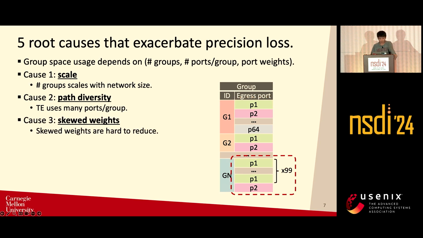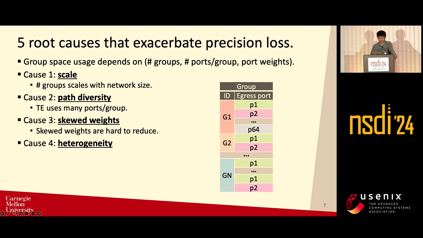As you can see in this example, the weights can sometimes be very skewed. And because the weight 1 is already the minimum integer, we cannot reduce it any further. So to make this group smaller, we have to reduce weight 99. But the more we reduce that weight, the more precision loss will occur.